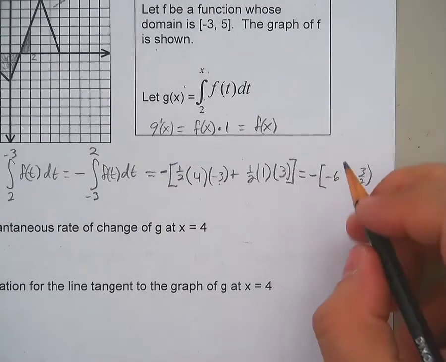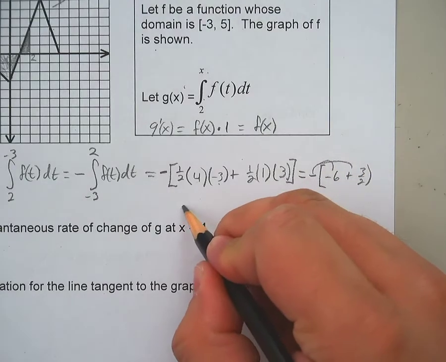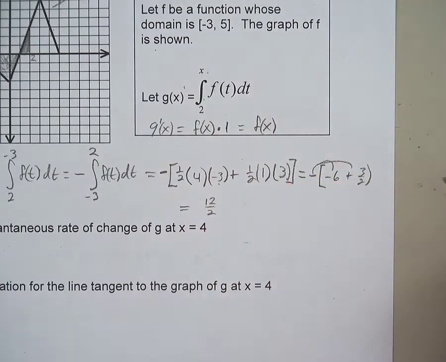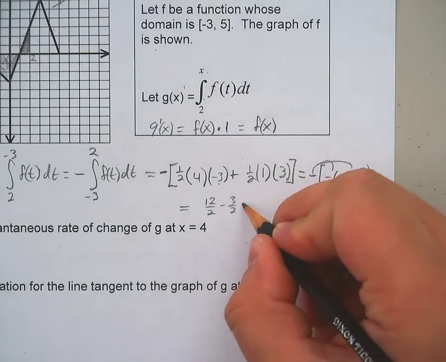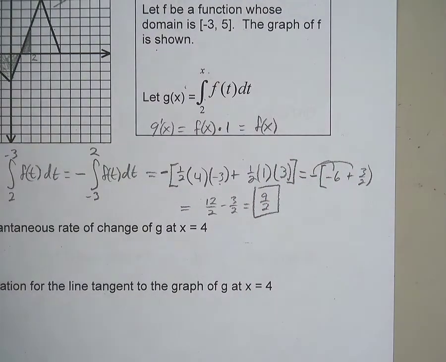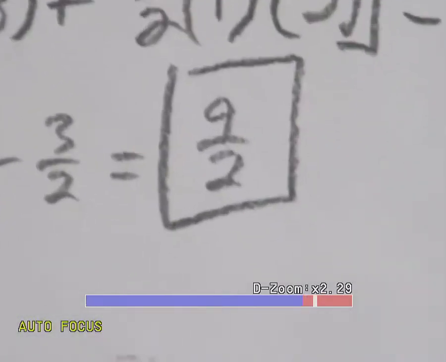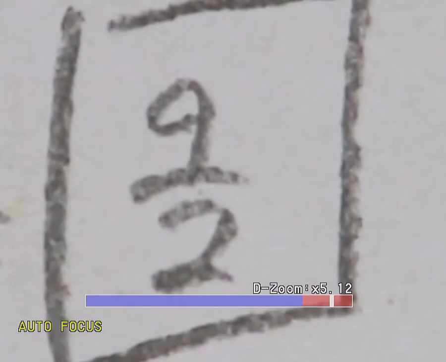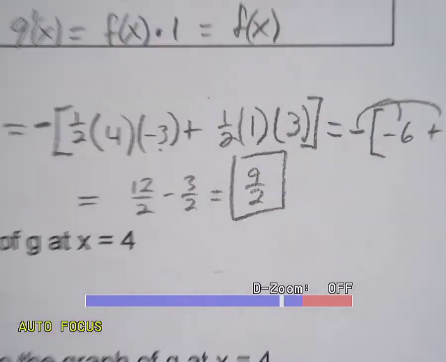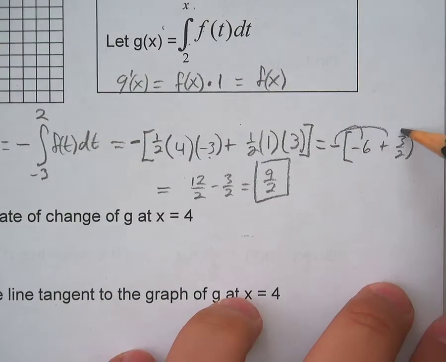Fun. So this is going to be equal to a positive, let's change that 6, so positive 12/2 minus 3/2, 9/2. Fantastic. Hope you can see that. Let me zoom in. There you go. 9/2. Never again. Look at this. I mixed a bracket with a parenthesis.